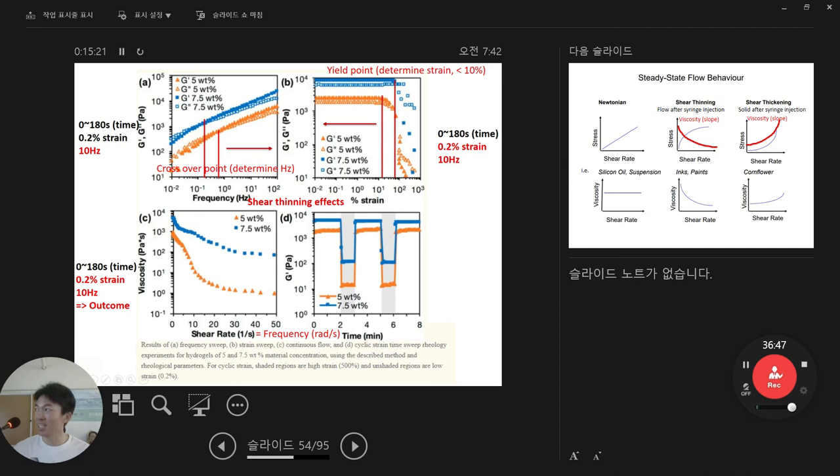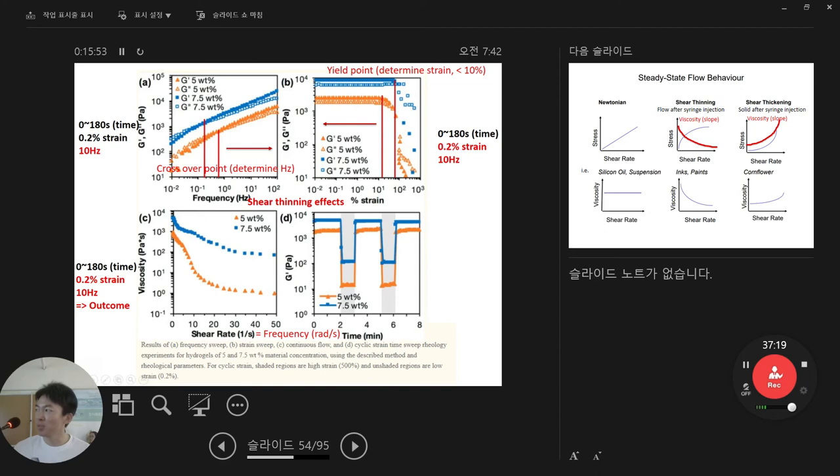And then originally, if you publish in a very good journal, they want to show like this. This is the normal condition. Let's say this is the lower shear rate, 0.1. And when you increase the shear rate to 100, they go down. This is the meaning of the shear thinning effect.